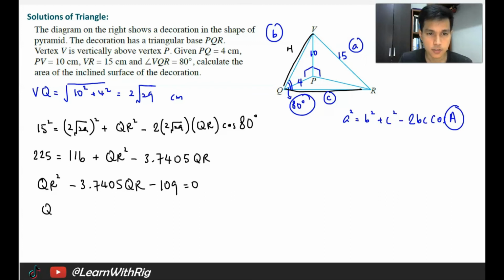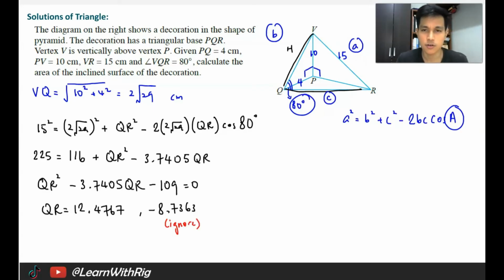Okay, your first answer is QR equals to 12.4767. The second answer is negative 8.7363. So obviously this one you can ignore because it's a negative. You're not going to get a negative length, right? QR is the length, right? So now you have all three lengths.